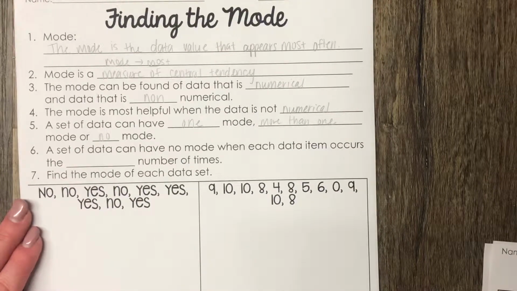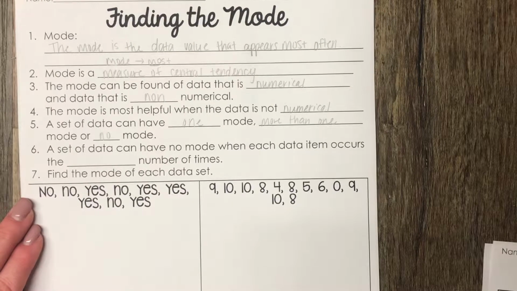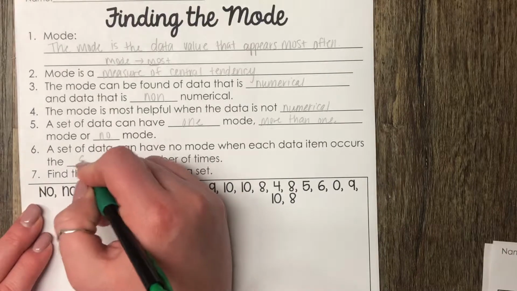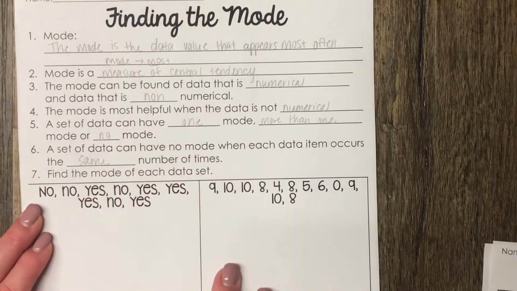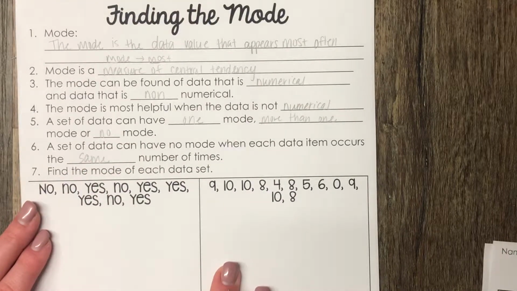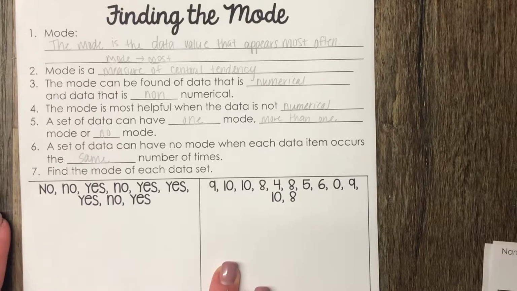Number 6 says a set of data can have no mode when each data item occurs the same number of times. So if all the data is appearing 2 times, 1 time, 6 times, then you don't have a mode. You don't have one single item or number that's appearing more often than the others.